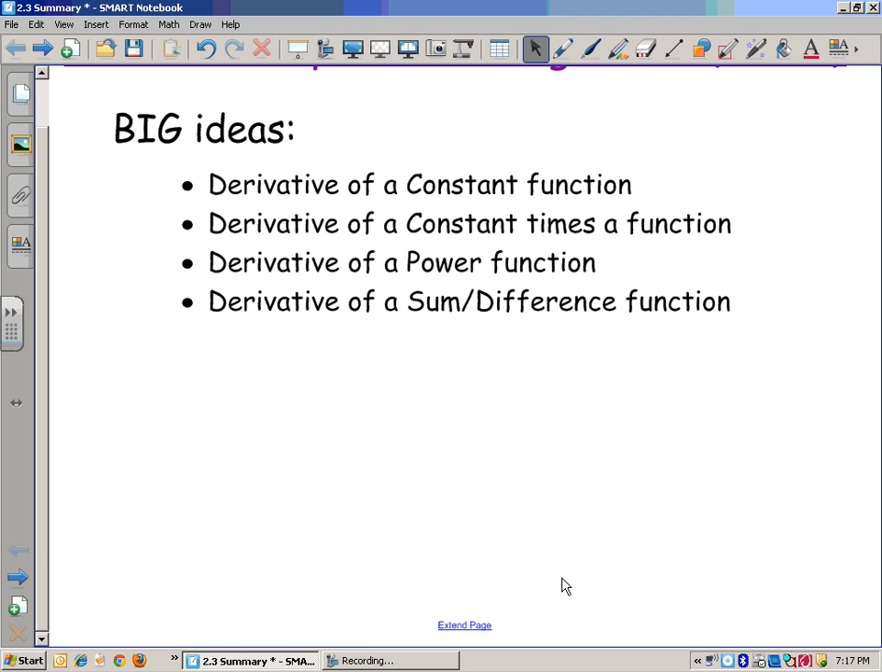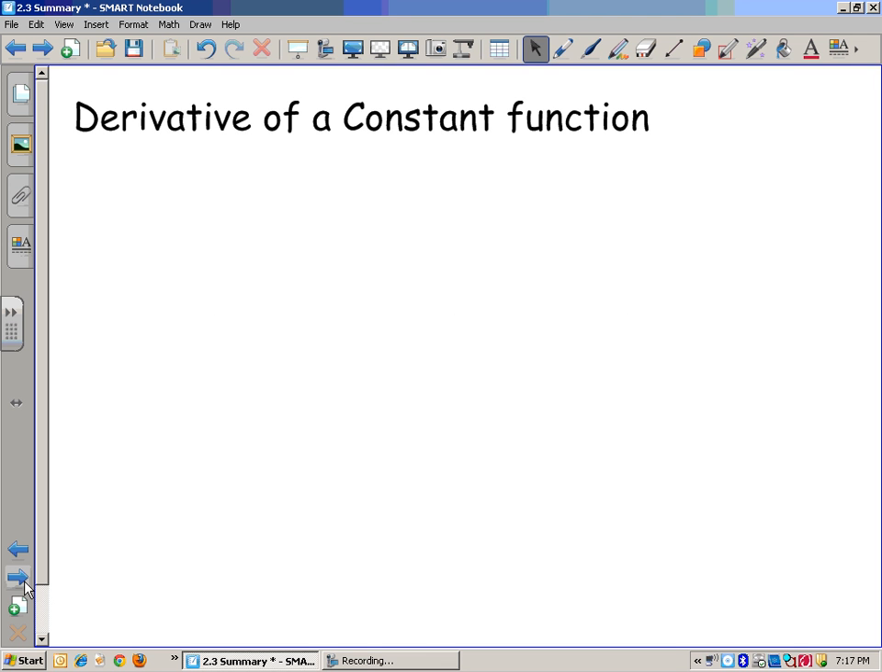The third item is a power function rule, and so we will talk about the power rule. And then the fourth step is going to be to put those three items together. And so we're going to need to know when to use them and when not to use them. Okay? So the first one is the derivative of a constant function.